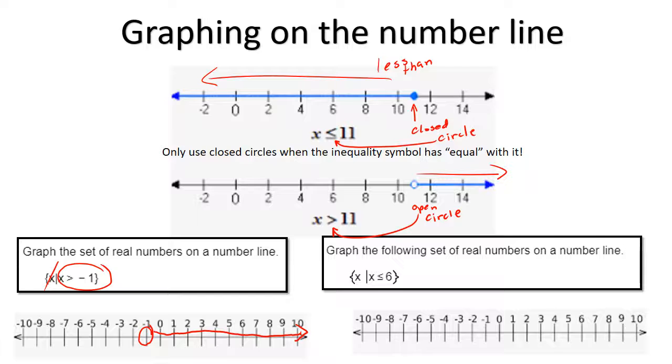On this second example, again, disregard that first x, that's part of the set builder notation. Your job is to graph x less than or equal to 6. Well, I go to +6 and it's less than that, so it will be smaller, it'll go left, and it has the equal to sign with it, so I have to put a closed circle on the 6, and then I would shade to the left.